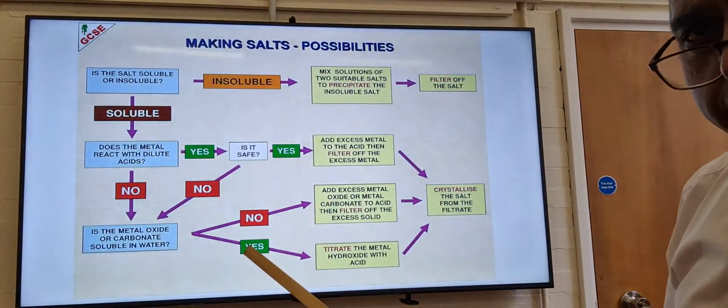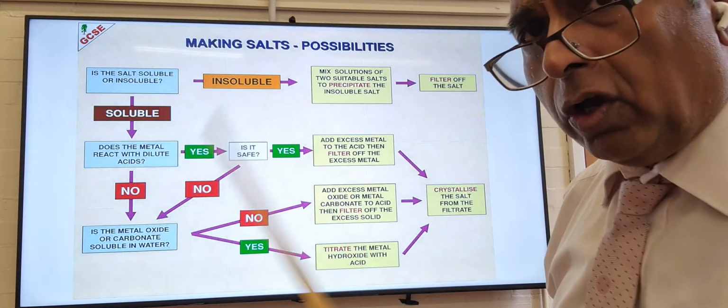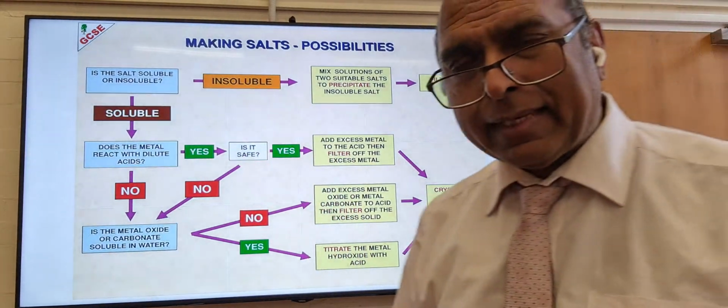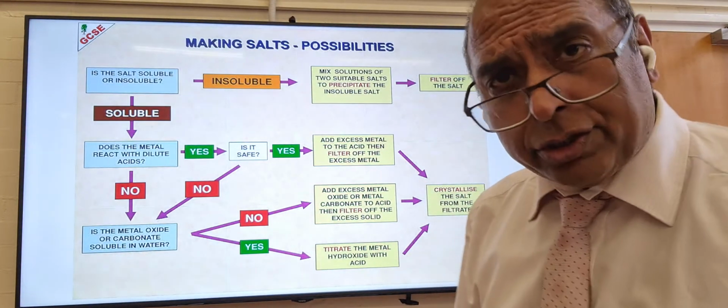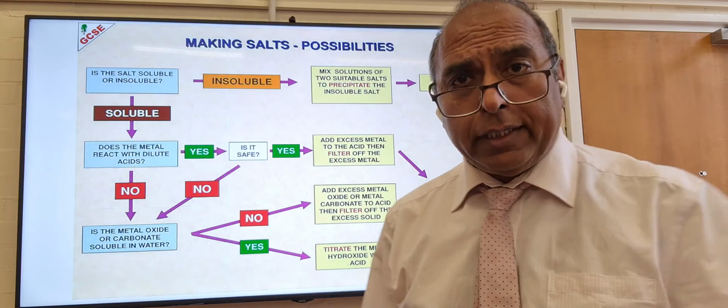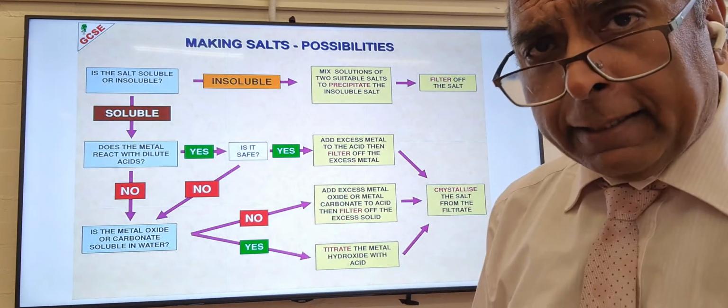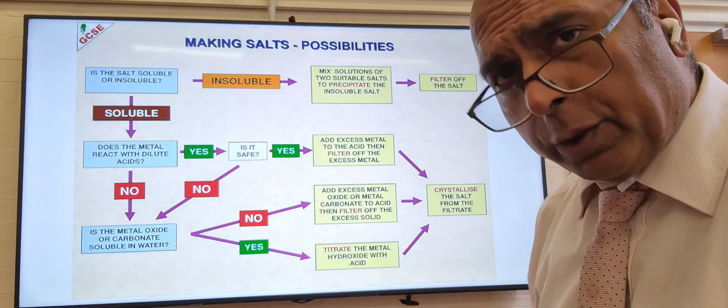This method is used to make soluble salts. This method is used to make insoluble salts, that's salts that do not dissolve. So you need to know your solubility table. You need to know what chemicals dissolve and which ones don't.